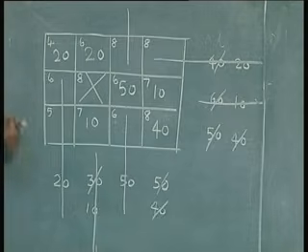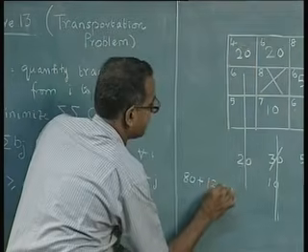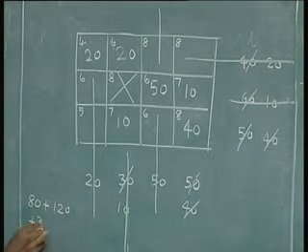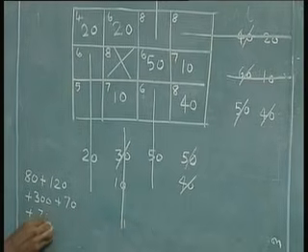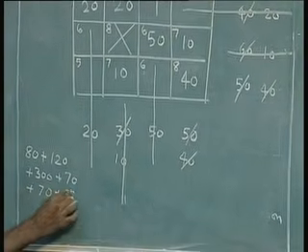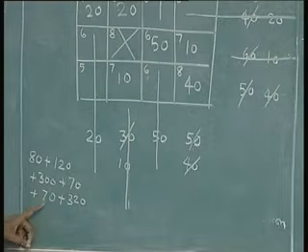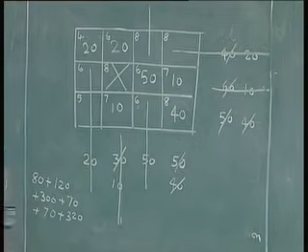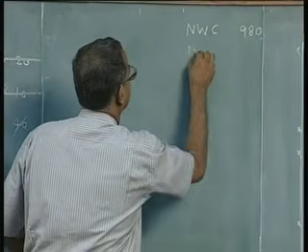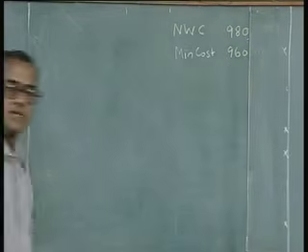Let us find out the cost associated with this solution, which is 4 into 20, 80, plus 6 into 20, 120, plus 6 into 50, 300, plus 7 into 10, 70, plus 7 into 10, 70, plus 8 into 40, 320. 200, 500, 570, 640, 960. So the minimum cost method gives us a solution with 960 for us.